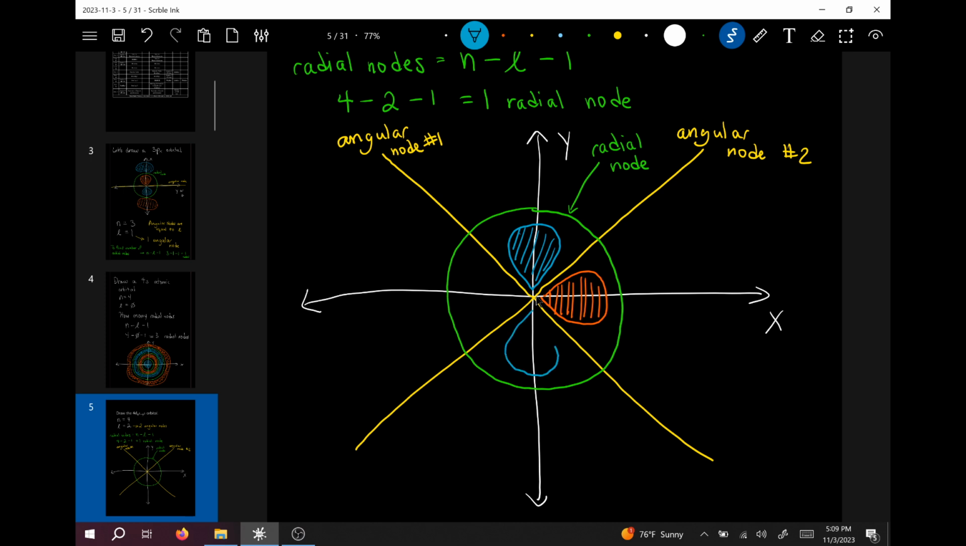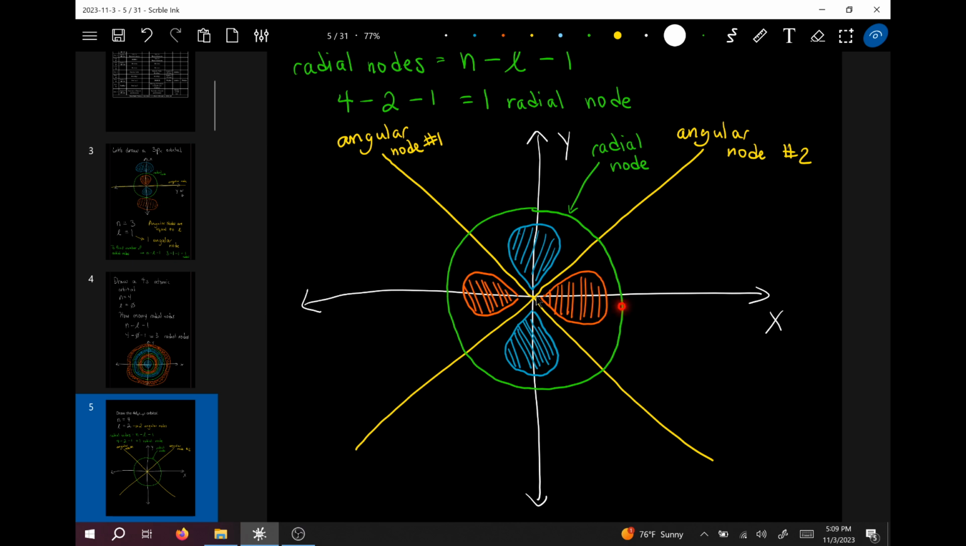Go around. Fill that in. And then I'm going to fill in the last one going from here to here back to red. All right. We're looking pretty good so far. There is a radial node.